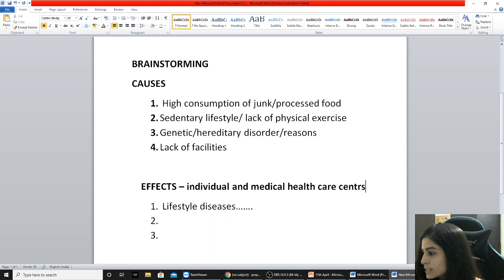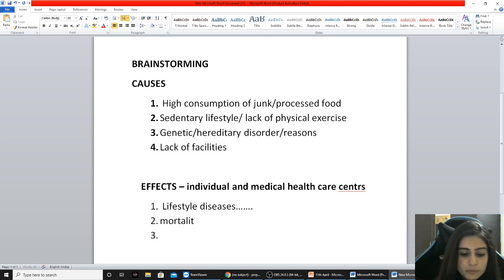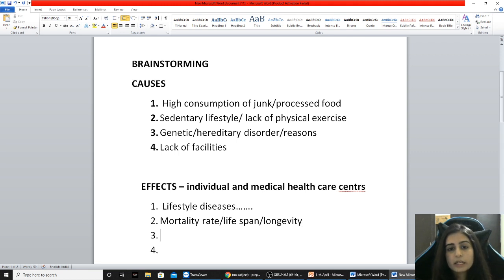Okay, let's see what you guys have written. Okay, mortality rate. Good point. So if you're saying the age decreases or death rate increases, you can say mortality rate. Mortality rate increases, you can say lifespan reduces, or you can say longevity. Longevity decreases. So lifespan and longevity are synonyms. Basically, lifespan or longevity means the number of years you will survive or the number of years you will live.